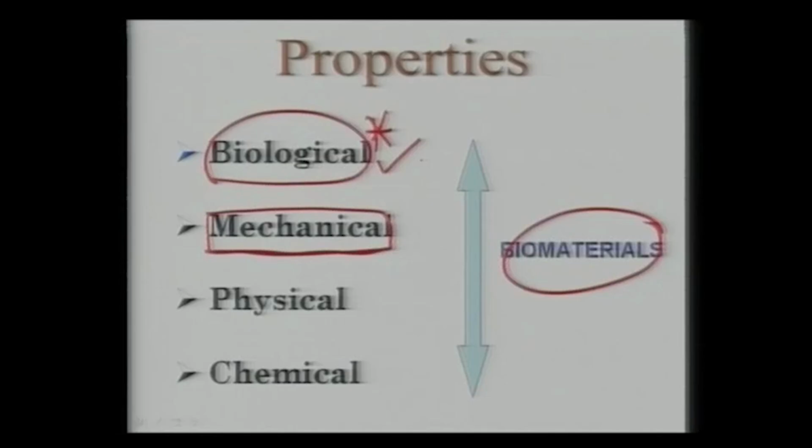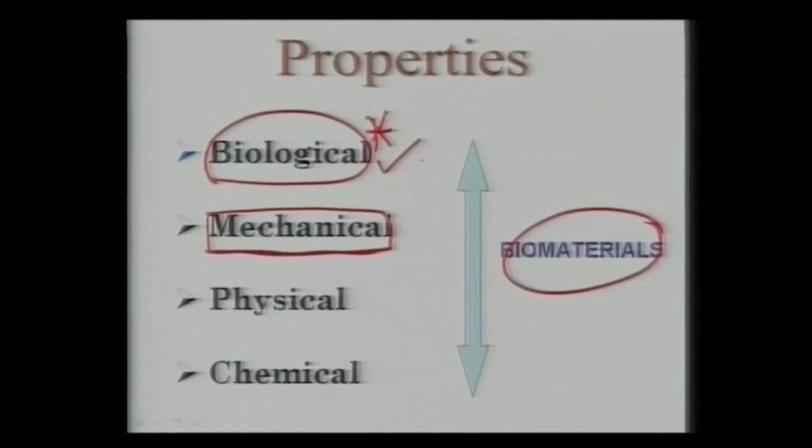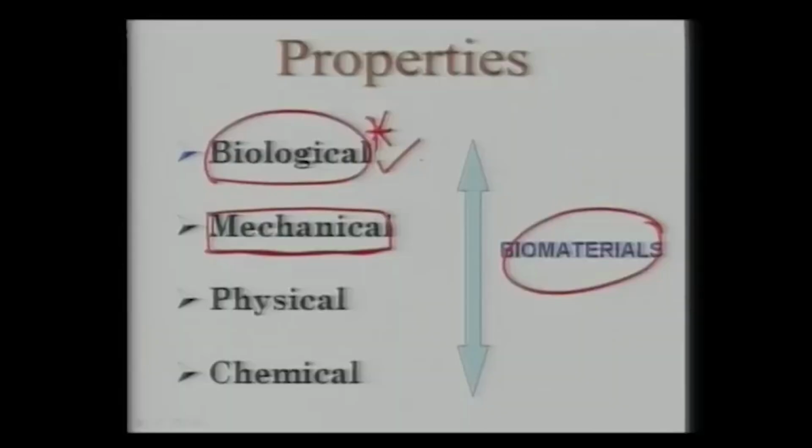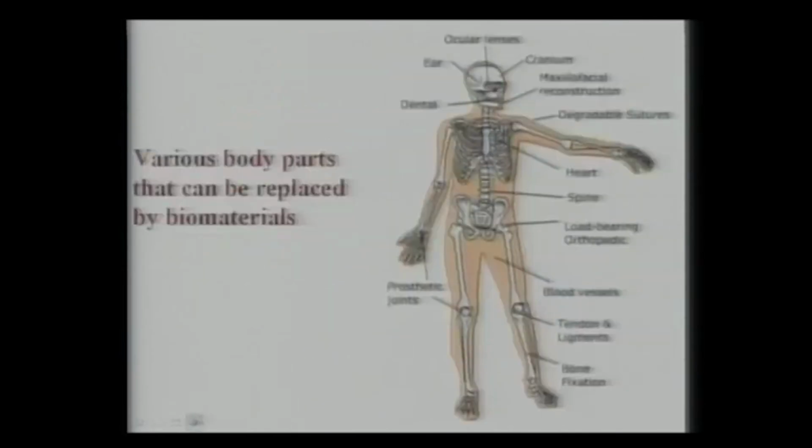Now, if the biological properties meet the criteria for the material to be used in biological applications, in the in vitro or in vivo environment, then only will the other properties be of relevance, like mechanical, chemical, or physical properties. Therefore, biological properties, as opposed to mechanical properties, need to be given more importance while evaluating or developing biomaterials. Now, this view graph shows the different body parts of a human being which can potentially be replaced by synthetic materials or biomaterials.